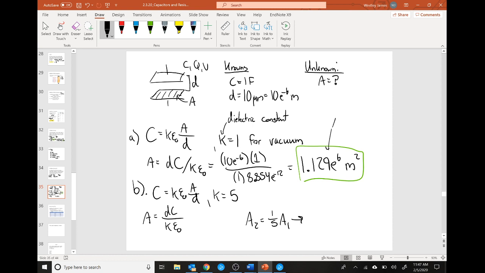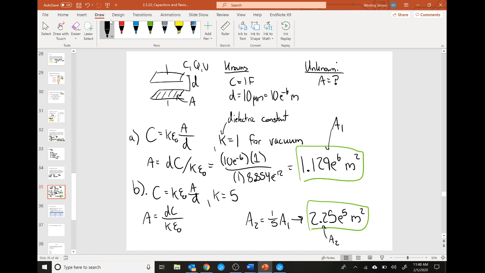And this is area 1. So this is the quick way of doing it. If you want to do out the math to prove it, go for it. But it's literally the same number here, the same number here, the same number here. There's a 5 in the denominator, so I'm just dividing by 5. And that is much easier to plug into a calculator. 1.129 e to the 6 divided by 5. And now I have made it 2.25 e to the 5 meters squared. Still really big, but you can get much bigger dielectric constants than 5. So there you go. That's the solution to this problem.